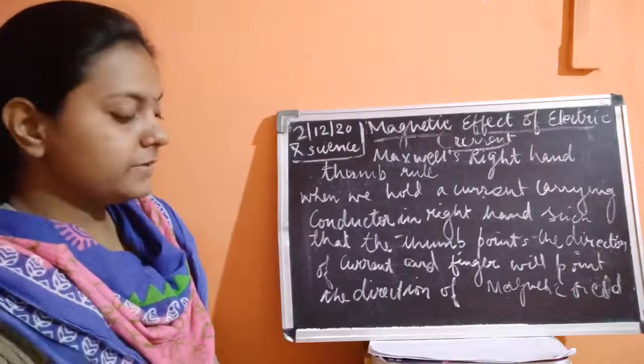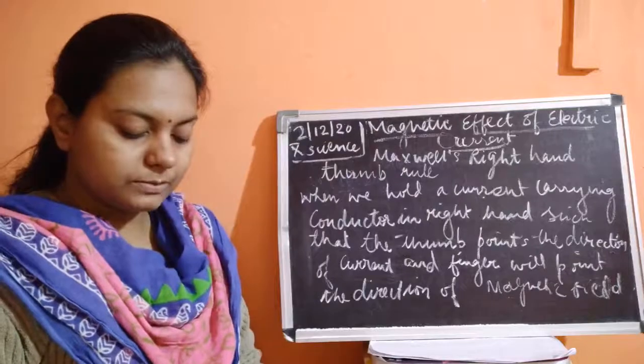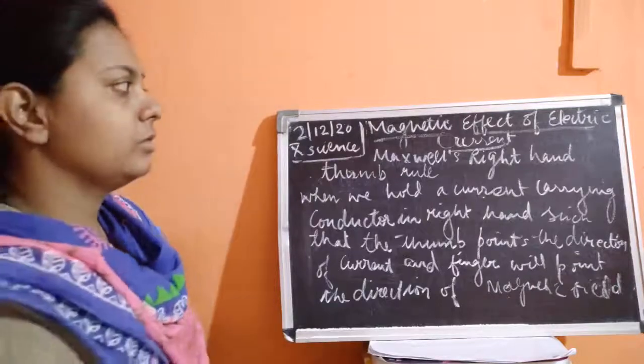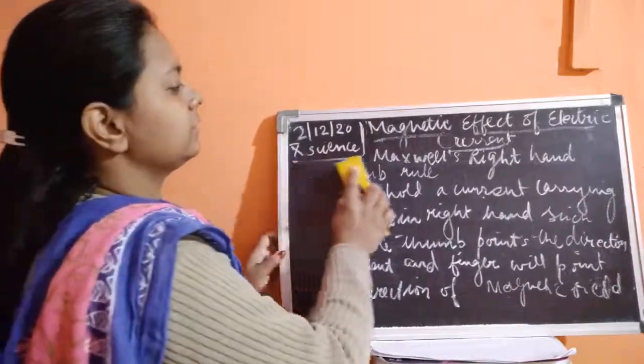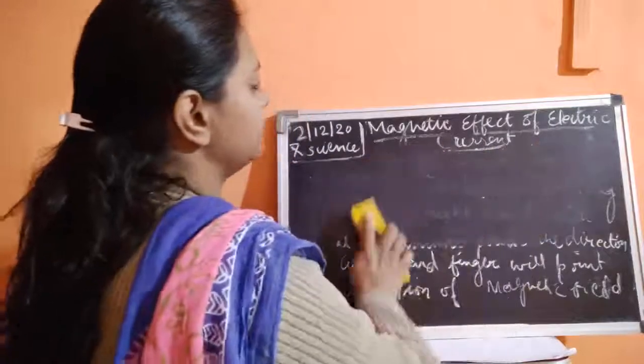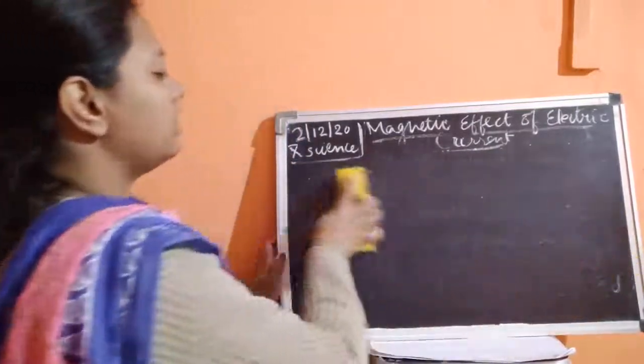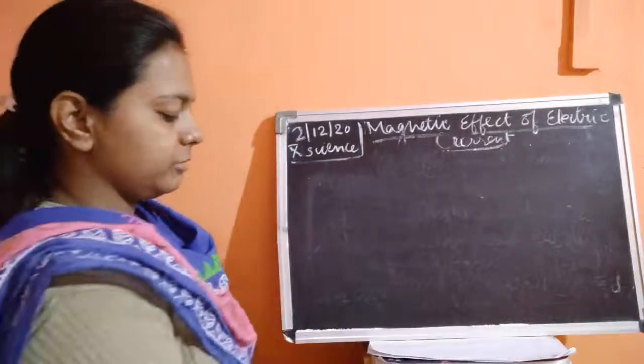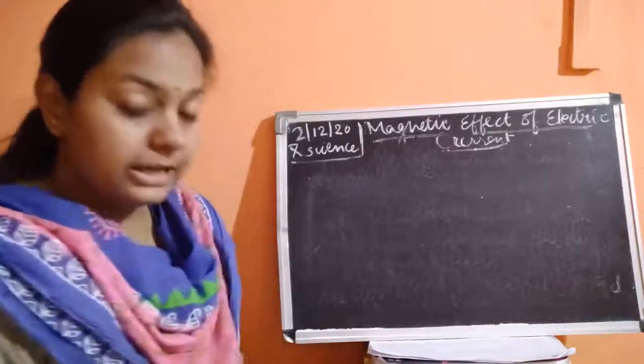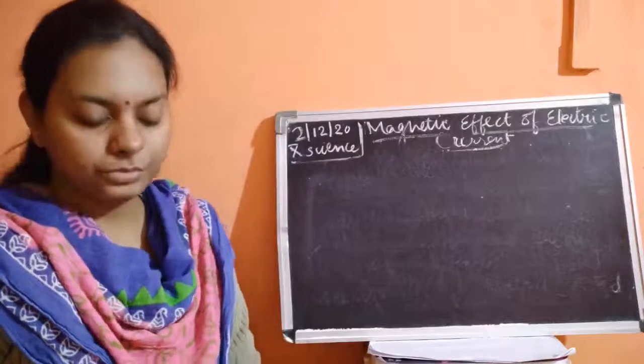It is also given by an expression, which is B is equal to mu naught, that is magnetic field. Okay, I'll just write it down. This is not much given in your NCERT book, but still you should know it. If the numerical comes, you have to solve this.